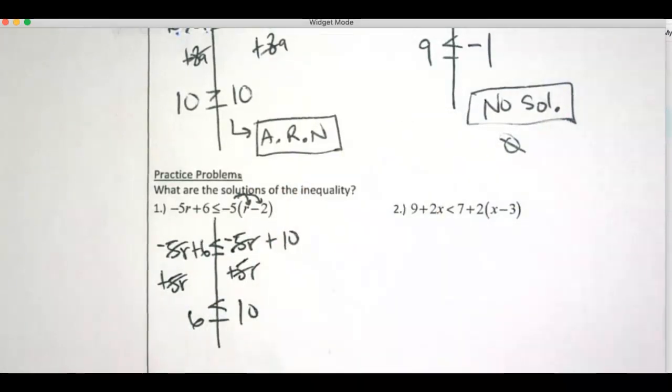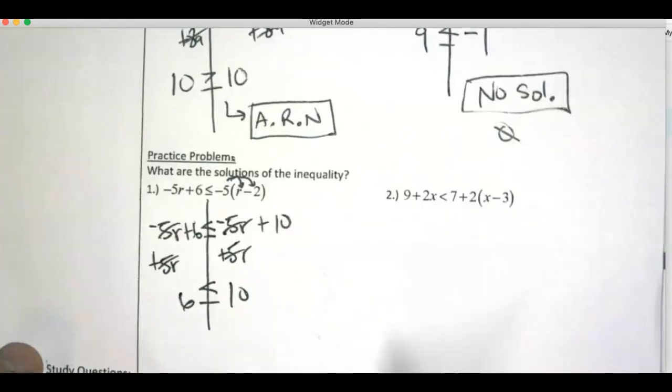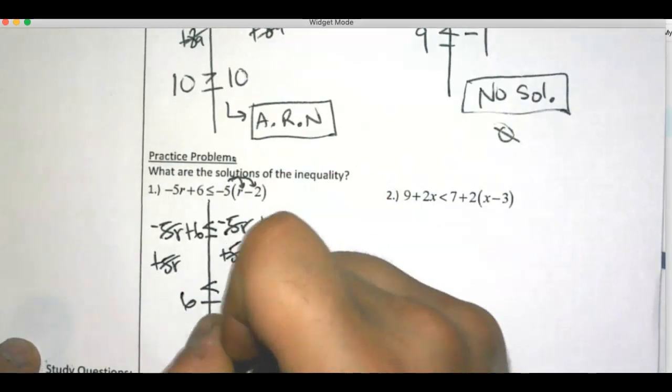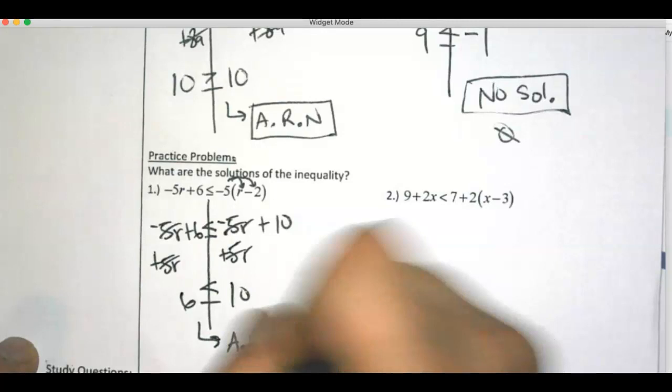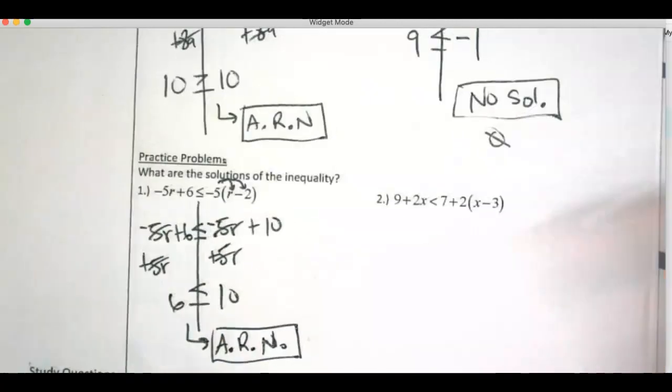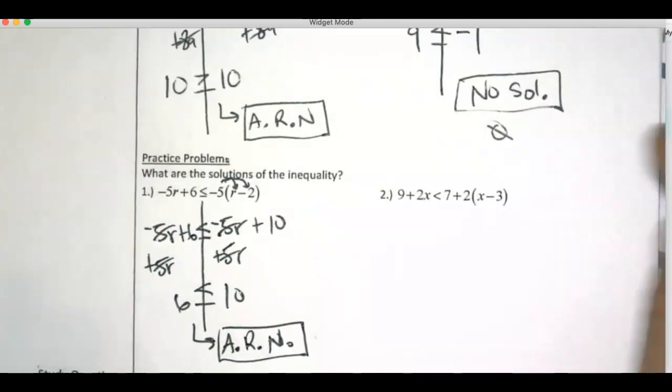And then I gotta ask myself, is 6 less than 10? Yeah, 6 is less than 10. This is a true statement. So since it's true, all real numbers, right? This one has infinitely many solutions, so all real numbers. Or you could put IMS for infinitely many solutions.